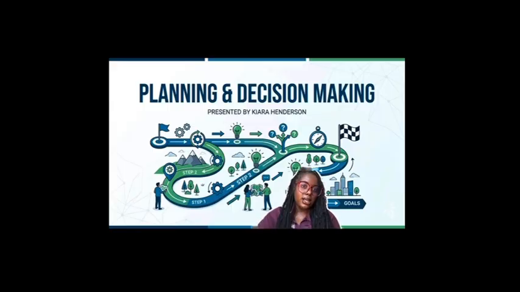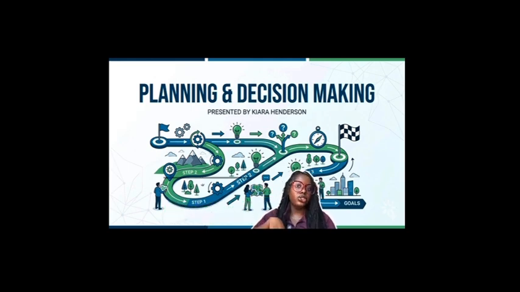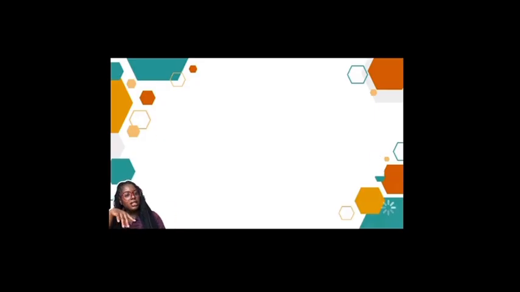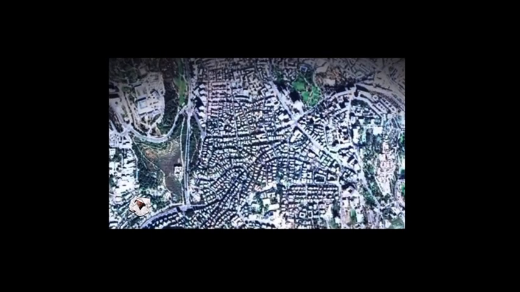I will be presenting on Chapter 5, Planning and Decision Making. This chapter focuses on how organizations set goals, create strategies, and make decisions that guide their operations towards success. I'll be explaining the benefits and the challenges of planning, the steps for creating efficient plans, and how group decision making can enhance results. I'll also relate these concepts to our team assignment experience so you can see how planning and decision making works in real world scenarios.